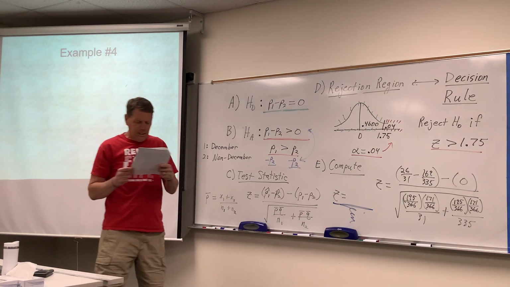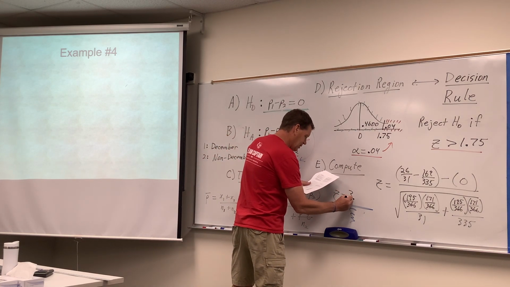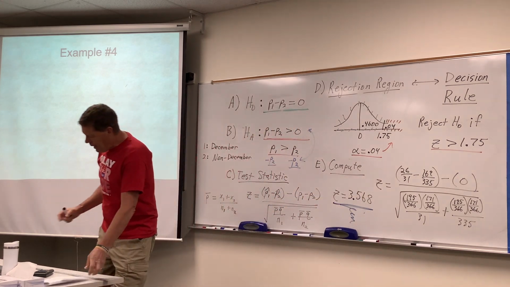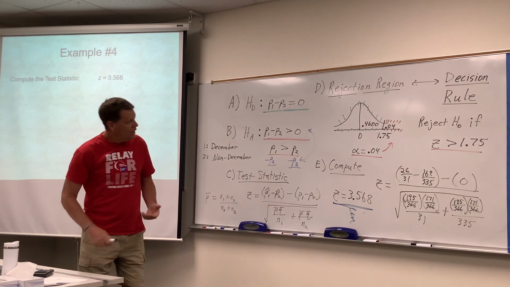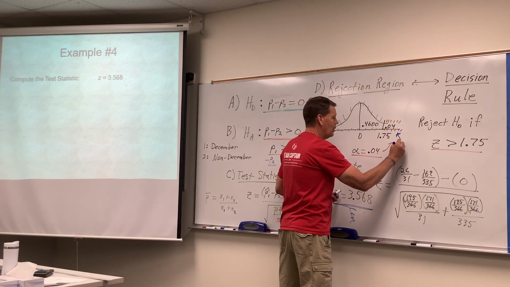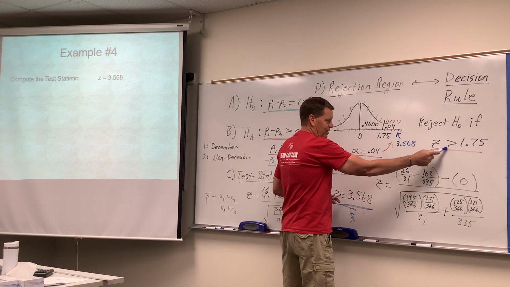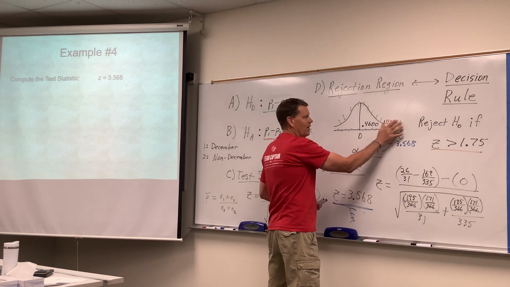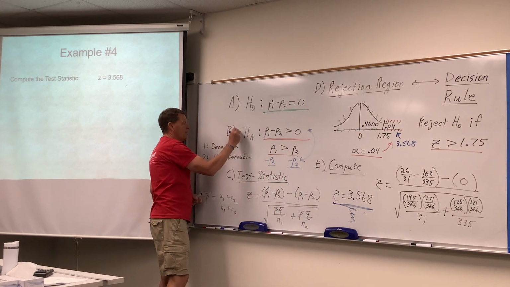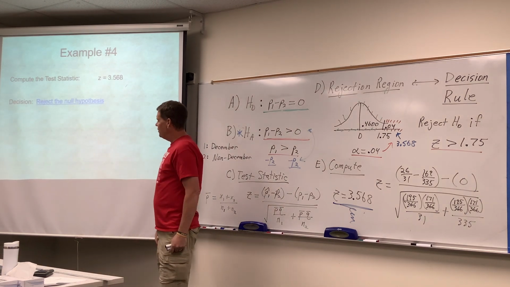But anyway, it turns out that that value of Z, as you see on the next slide that was uploaded to you, should be 3.568, something along those lines. And so there it is. You will note that that number is indeed in that upper tail. 3.568 is beyond the 1.75. If it's beyond the 1.75, we're going to reject the null hypothesis. That's why that's called a rejection region on the picture. And so we reject that null hypothesis in favor of the alternative.